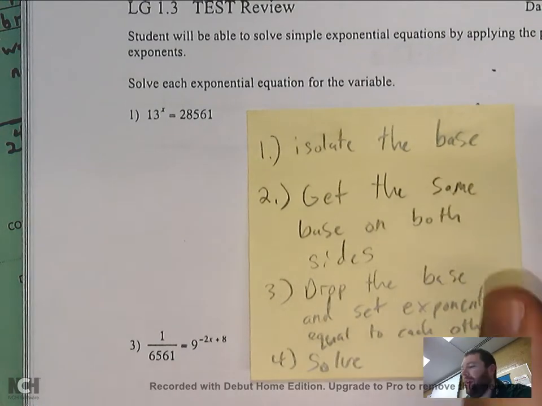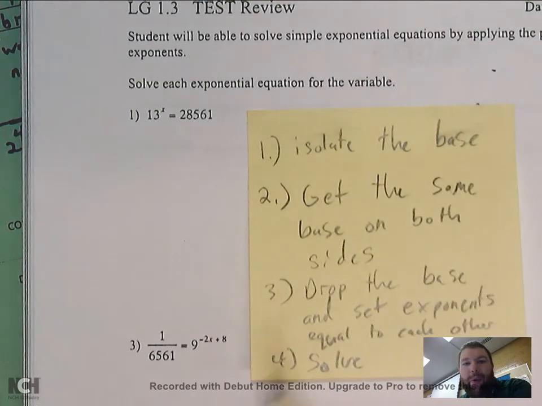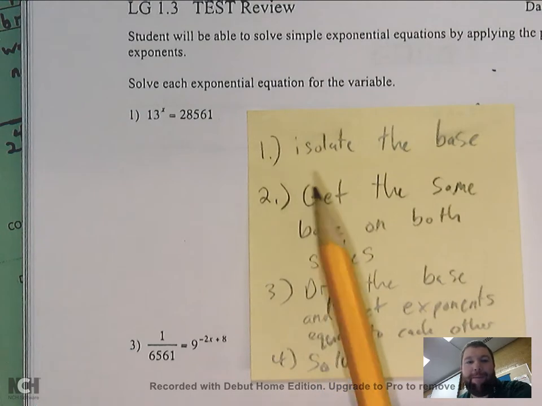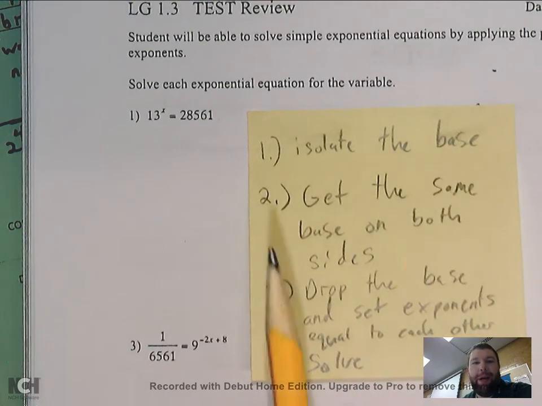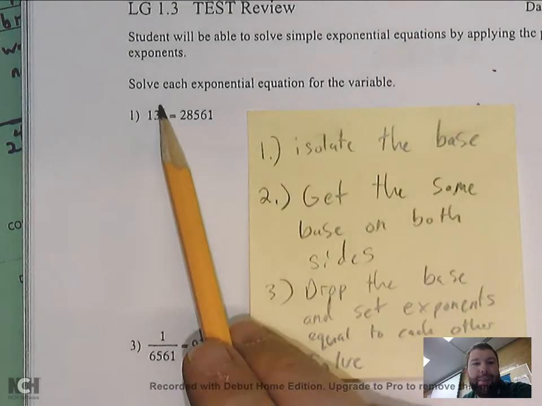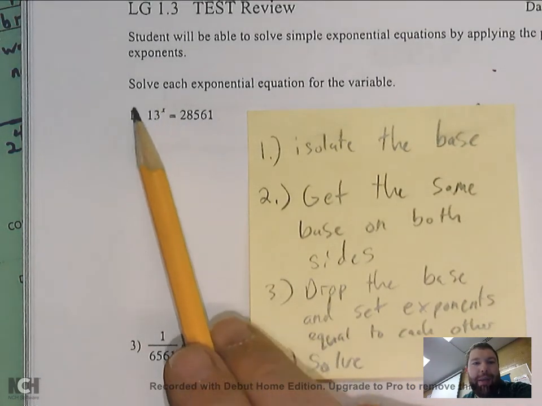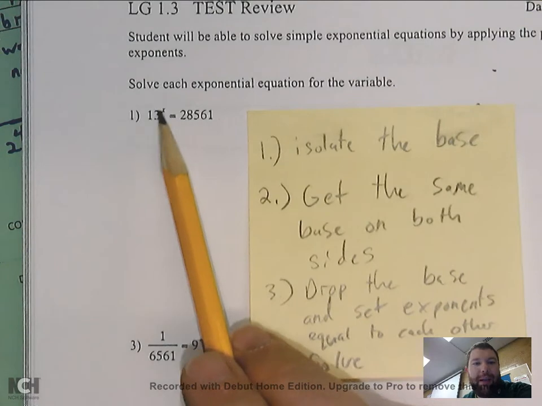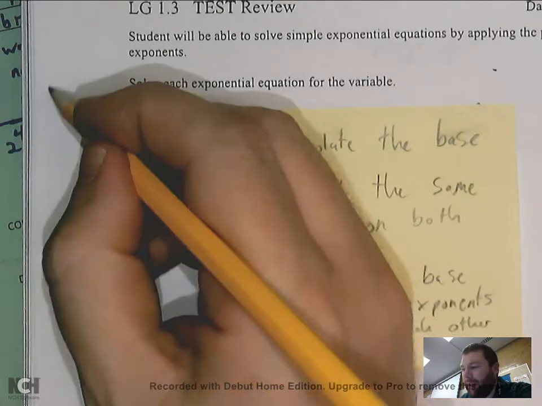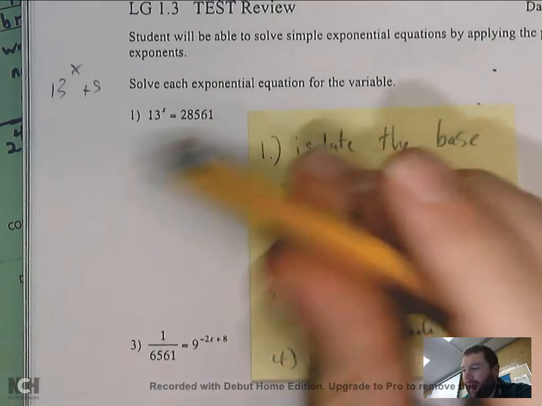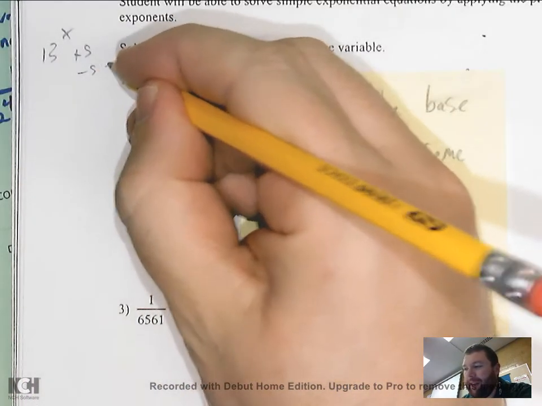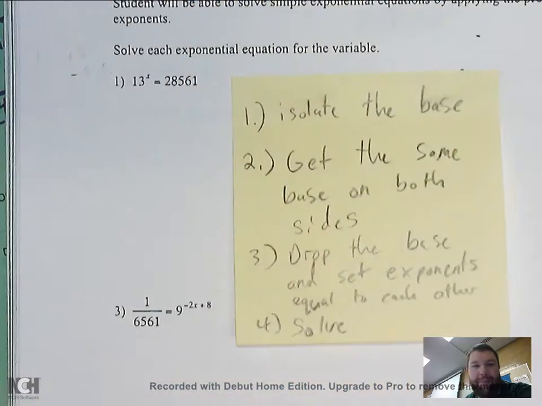your test. Okay, so before I get started, when we are solving exponential equations, there are 4 general steps that we go through each time. The first step is to isolate the base. That means if there's anything outside the side that has the base, like if I had a 13 to the x and then a plus 5, I would need to get rid of that 5 first by subtracting it from each side. Okay? That's what I mean when I say isolate the base.